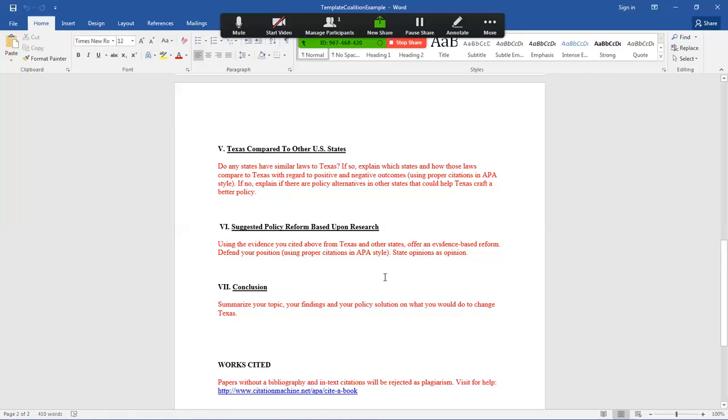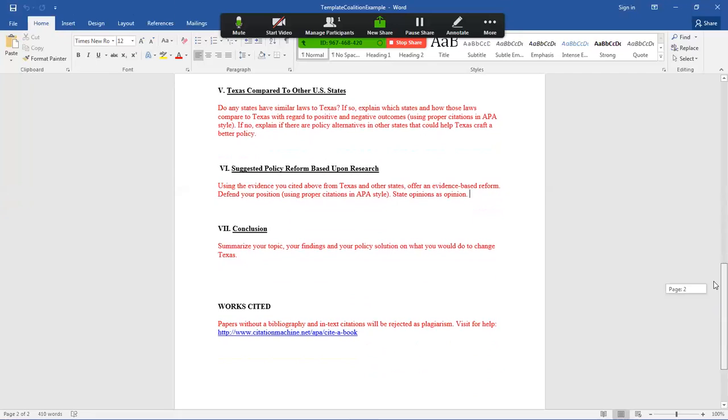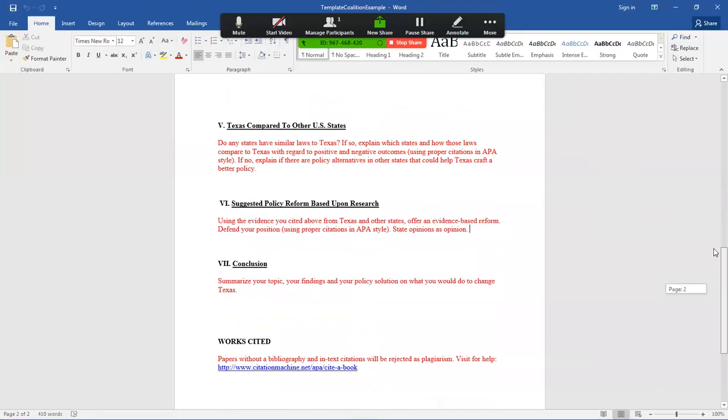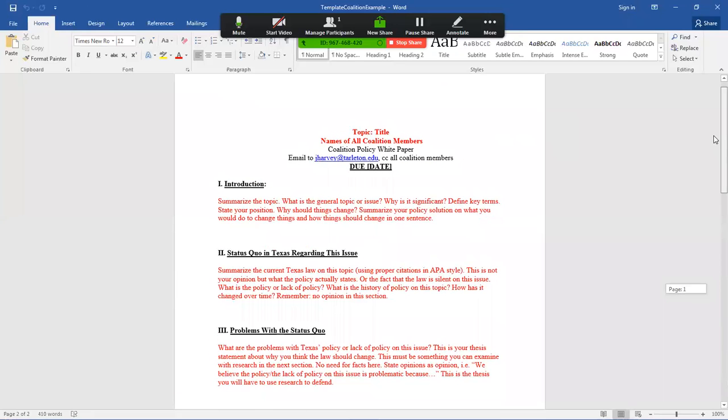Then the conclusion. Basically, you summarize your topic once again. The death penalty is literally vital. Standardized testing is detrimental, according to teachers. Vaccination is required to prevent disease and eradicate disease. Your findings: we have found that this problem exists with the status quo, your policy solution, whatever it is, and what you would do to change Texas. So even if it's a federal law, you're looking at Texas. So basically that's how you do it.